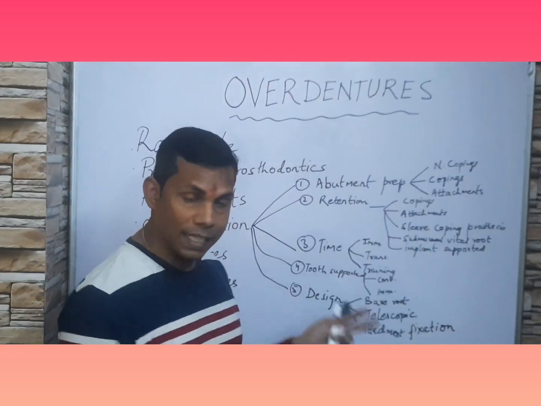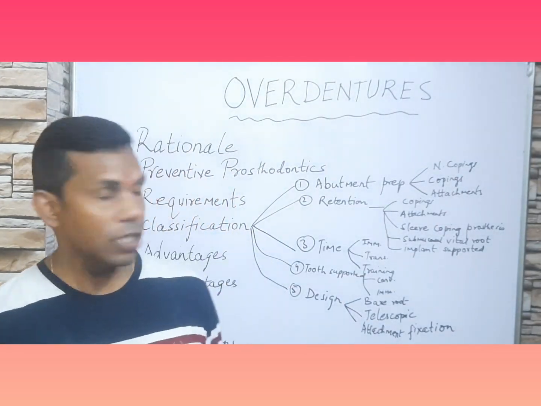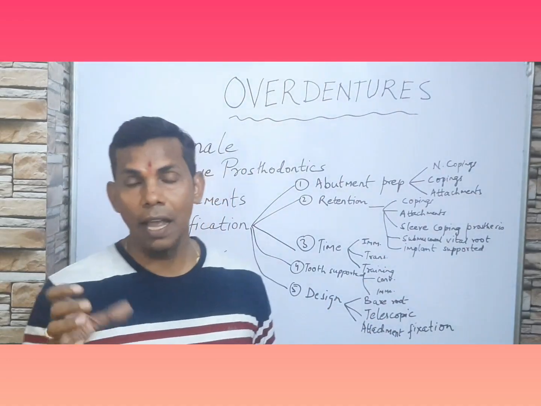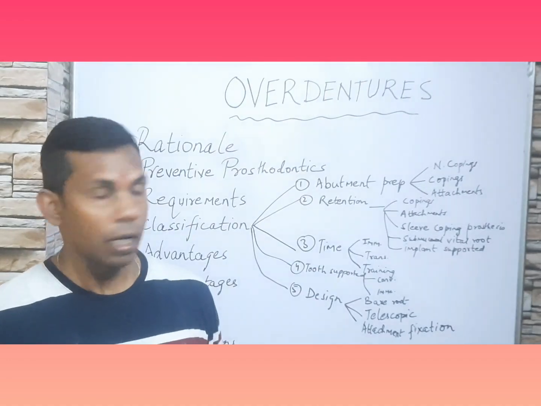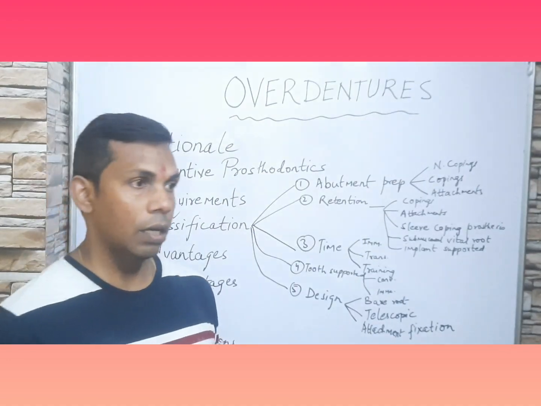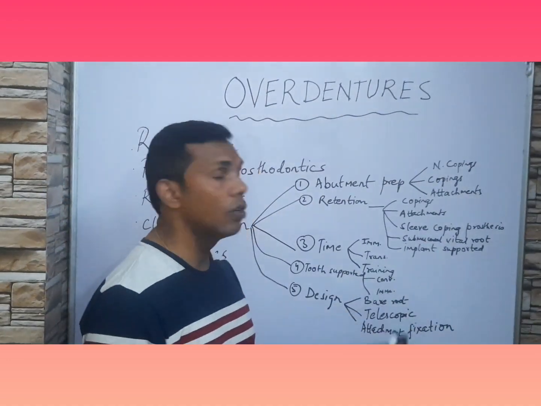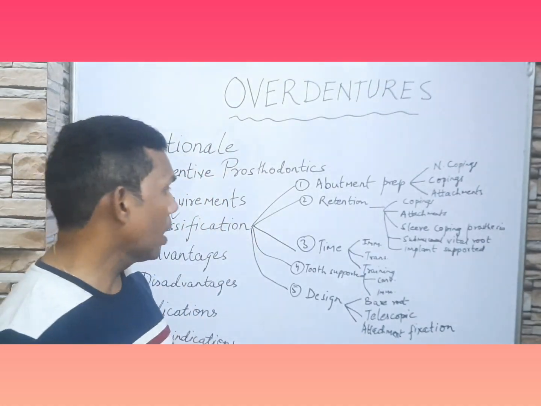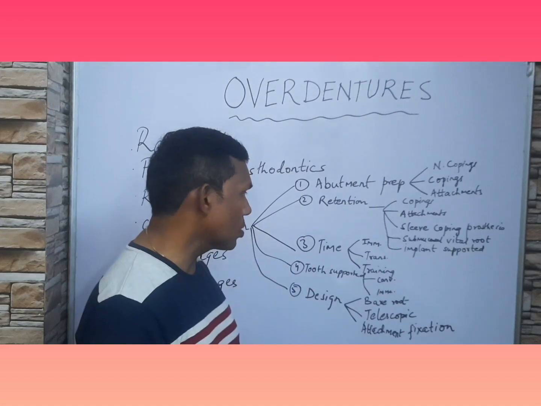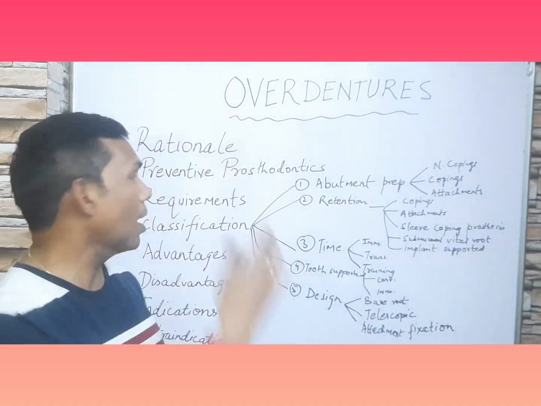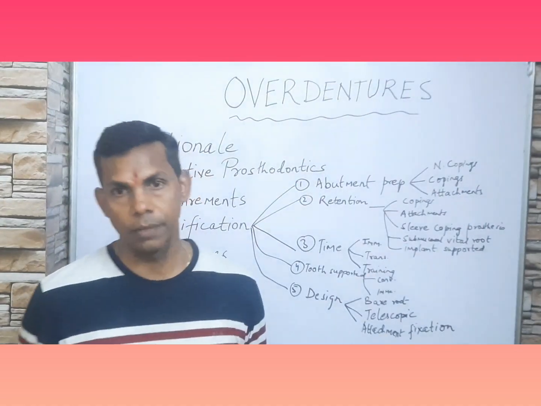On the basis of design, they can be classified as I told you. You can take support from the bare root, which I advise not to take support from. Secondly, you have the telescopic overdentures, where you are using copings, and thirdly, attachment fixations. So all these are classifications of overdentures.